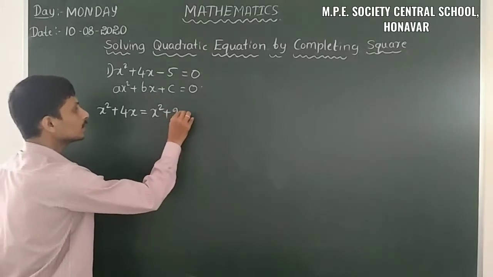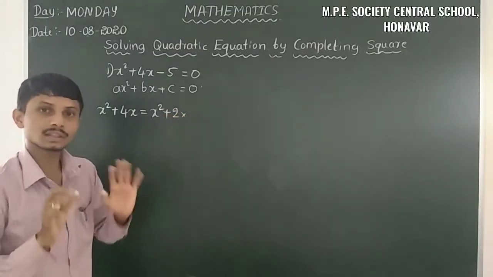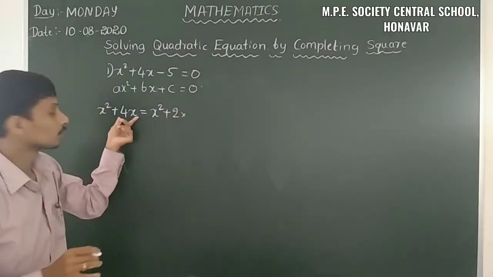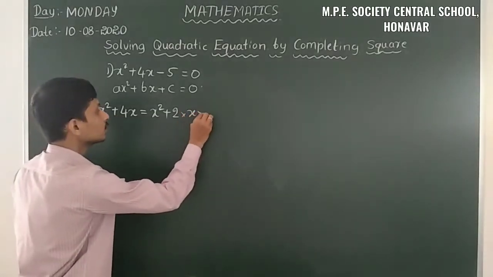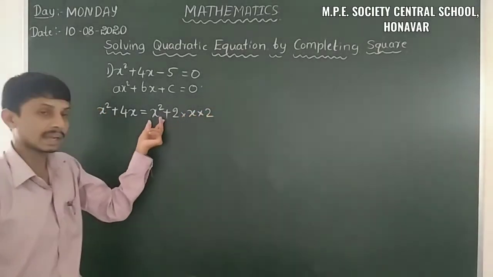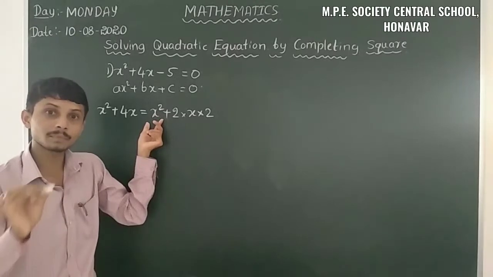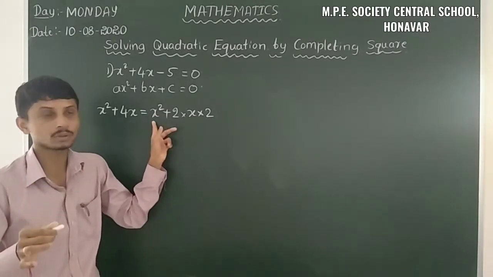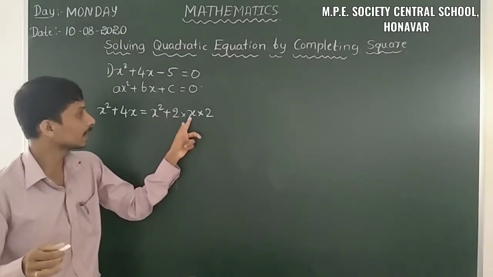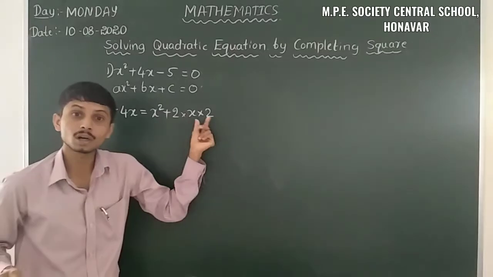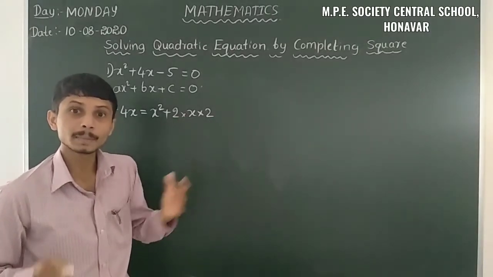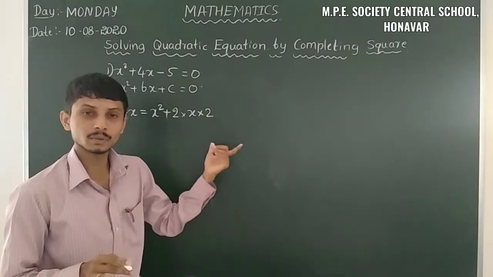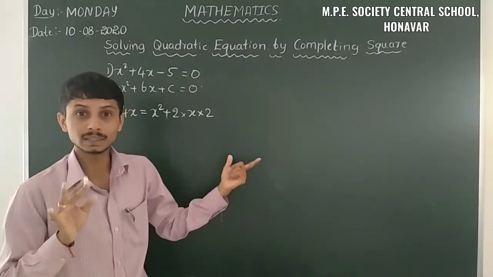So 2ab means 2 is a fixed term. Then what is the remaining term here? 2x is the remaining term. I will write it as x into 2. Here a is x, so a square is x square, plus 2ab here. So that means we got the value of b. So that means we have to write b square. So finally one term we needed, that is b square.